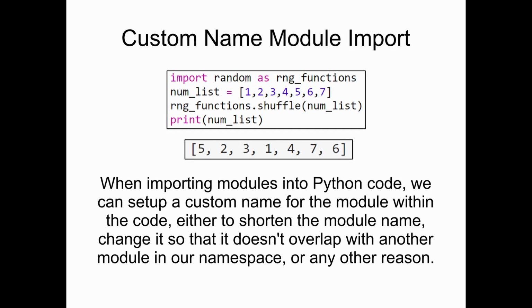When importing modules into Python code, we can set up a custom name for the module within the code, either to shorten the module name, change it so that it doesn't overlap with another module in our namespace, or any other reason.